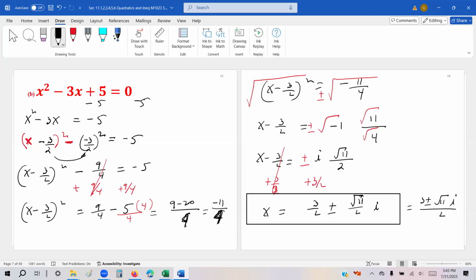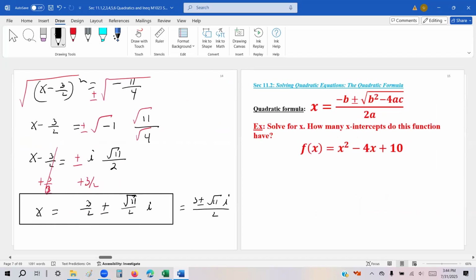Now the second method we are going to learn is the quadratic formula. That means you have to memorize the quadratic formula. I think the one is on the bottom. So that's the quadratic formula we have: negative b plus minus. This is your question. You are given ax squared plus bx plus c equals 0.